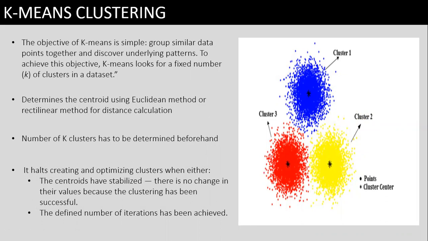So before we proceed with the next steps: since this is an iterative process, meaning the calculations loop back on themselves until they find the optimum value, there are of course criteria on when to stop. It's either when the centroids have already stabilized, meaning the distances between the centroids and the points are not changing, or the defined number of iterations has been achieved.